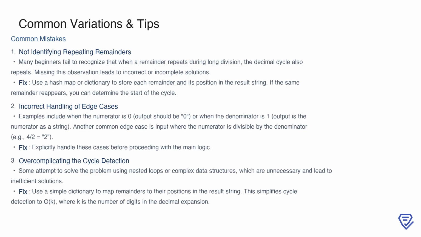To fix this, you can use a hash map or dictionary to store each remainder along with its position in the resulting decimal string. Then, when the same remainder appears again, you can easily identify where the cycle begins.